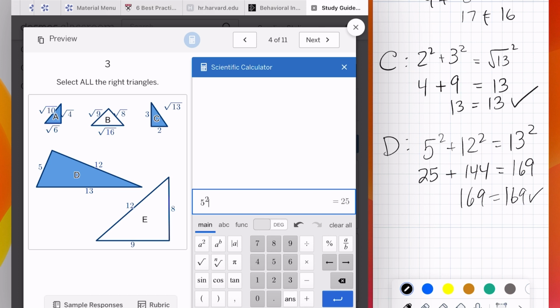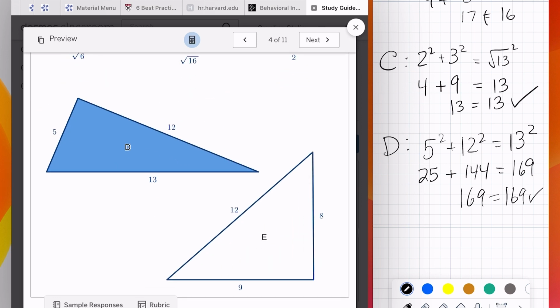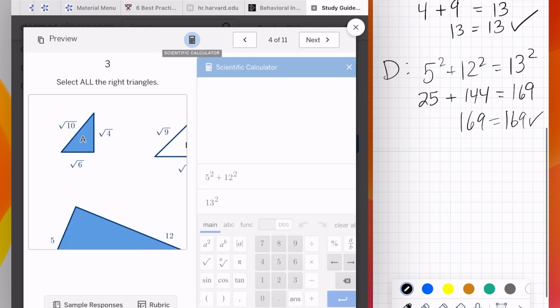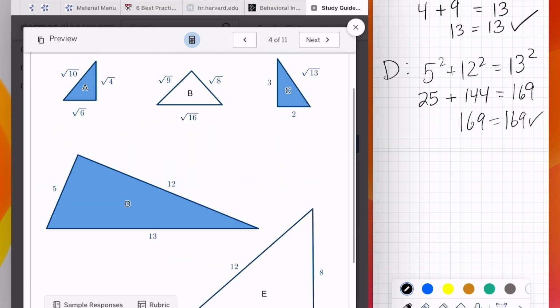And then briefly, we can just test this out on the calculator, make sure we did the math right. 169, 169. So that's the true equation, so that is a right triangle. Okay, last one, just do quickly. We have 8 squared plus 9 squared, and then let's do 12 squared, and we get not the same number, 145 versus 144, so E is not a right triangle.